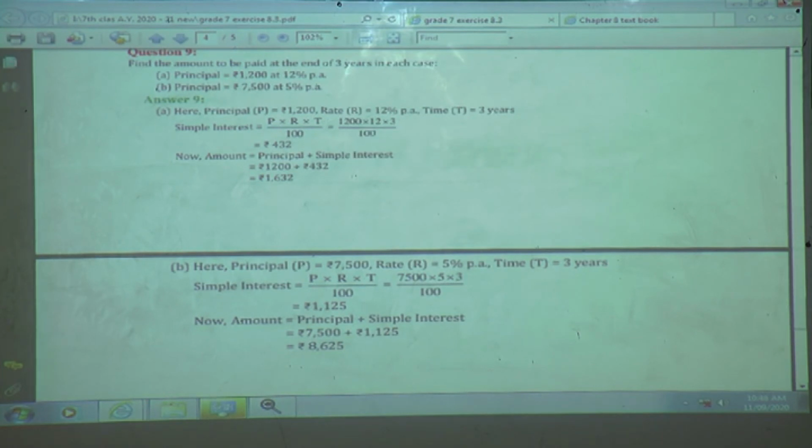Just multiply 12 multiplied by 12 multiplied by 3, which is nothing but 432. What is it? It is interest. Simple interest is rupees 432. Now simple interest should be added to the principal amount. That is, amount is equal to principal plus simple interest, in short SI. So the principal amount was 1200 plus 432. After adding this we get rupees 1632. That is nothing but the amount.